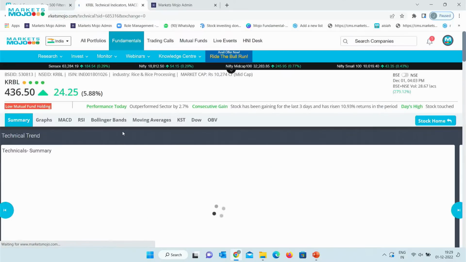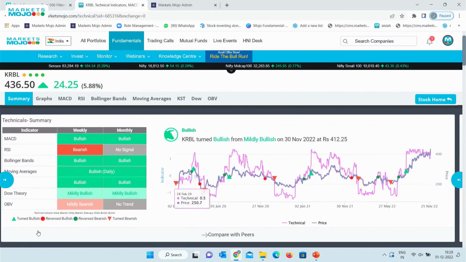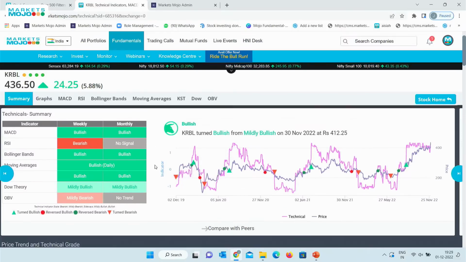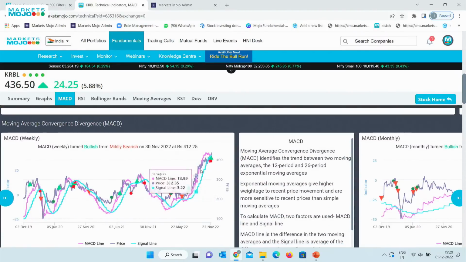And now we go to the technical page of the stock. So if you see, KRBL turned bullish from mildly bullish on 30th November 2022, which is I think yesterday, at 412.5. This is a particular candle over here which says that it has turned bullish, this particular triangle over here. You see, turned bullish, a triangle, green one. So we look at these 7 different indicators across weekly and monthly periods. If you scroll below, you will get all these indicators and what exactly is happening with these indicators.